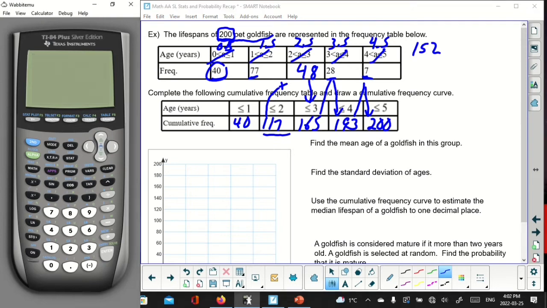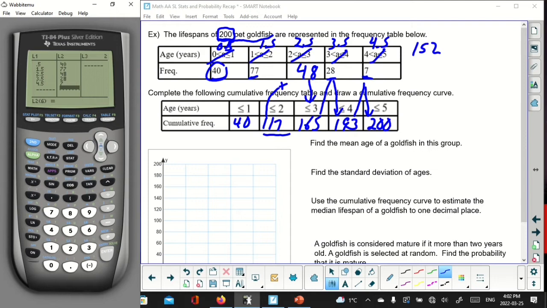And then we head to the GDC. I press Stat, Enter to get into my lists. I'm going to clear anything out that I already have in here, and I'm going to enter this information. So I'll put the ages in the first list, and I'll put the frequencies in the second list. I'm not doing cumulative frequencies here because I want the frequency of each individual sort of grade or age boundary.